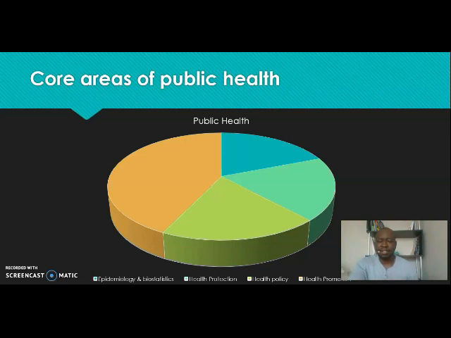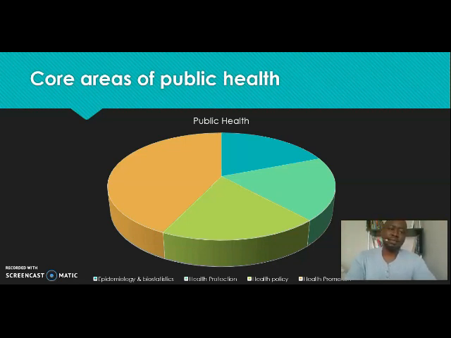So what do public health practitioners do? It's probably best to discuss this by first highlighting the four core areas of public health. The first core area of public health is epidemiology and biostatistics, and I'll get into more details. As a matter of fact, we would cover the different core areas in separate videos. Another core area of public health is health protection. Another one is health promotion. And the final one is health policy.